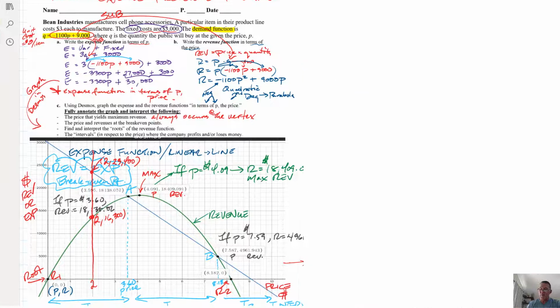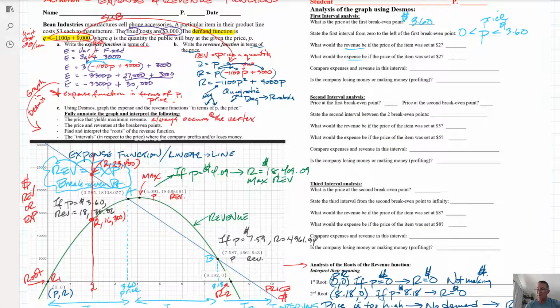Okay, so let's go back here to the question. It says, what's the revenue if the price is set at $2? Well, it is 16,300. The expenses are much higher, 23,400. Obviously expenses are greater than the revenue, which means we're spending more than we're making. And so in this case, we're losing money here.